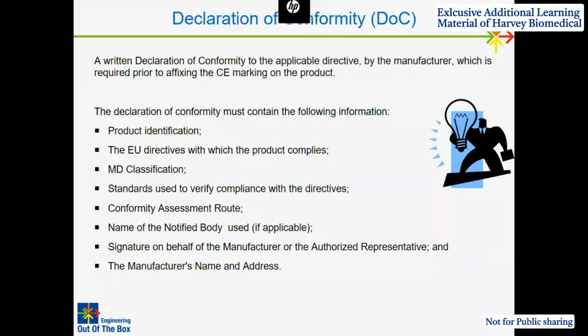Declaration of conformity. As I told, the declaration of conformity is nothing but confirmation that your product conforms, as certified by the notified body, with respect to the European regulations, like harmonized standards. The DoC contains the following information: product identification, EU directives with which the product complies, MD classification, standards used to verify compliance with the directives, conformity assessment route, name of the notified body, signature on behalf of the manufacturer or the authorized representative, and the manufacturer name and address.